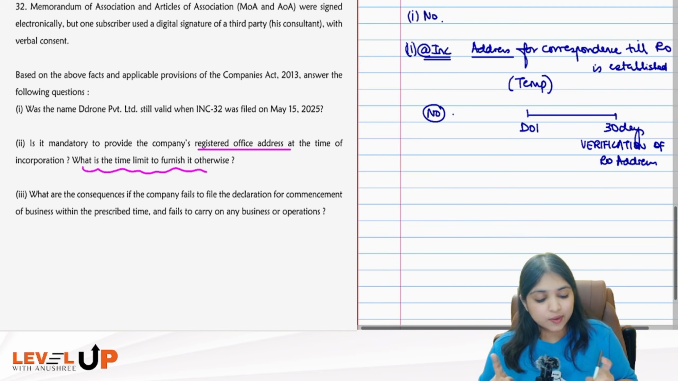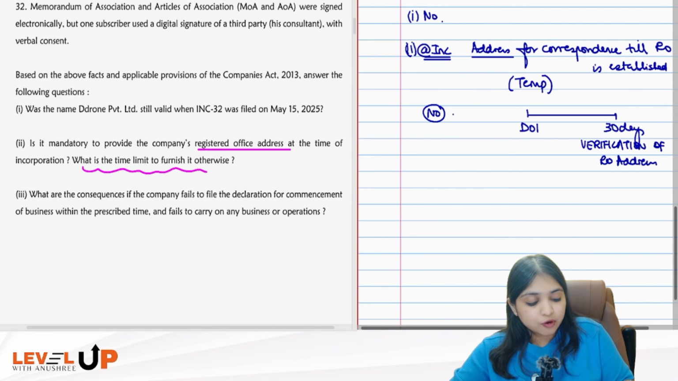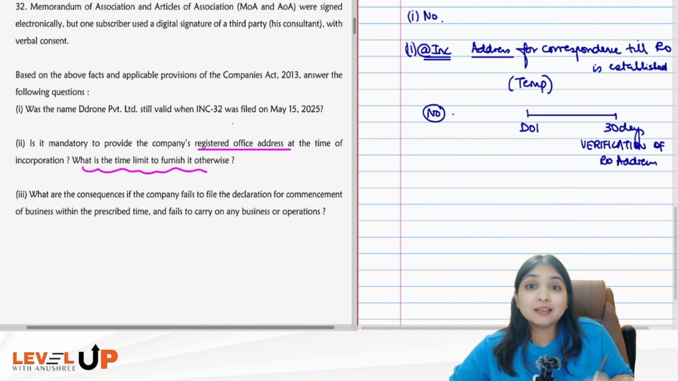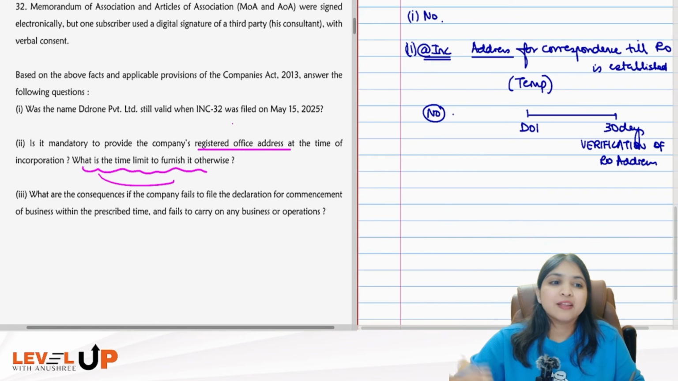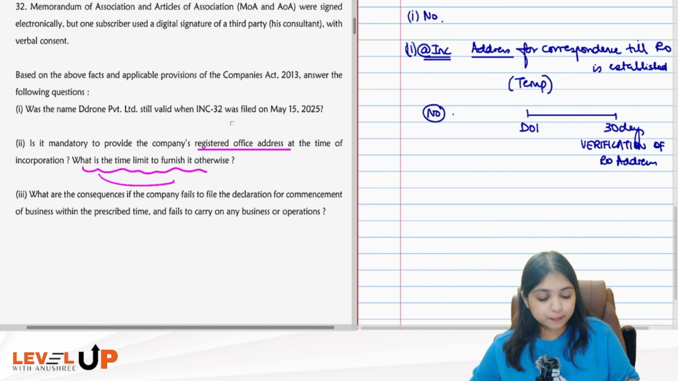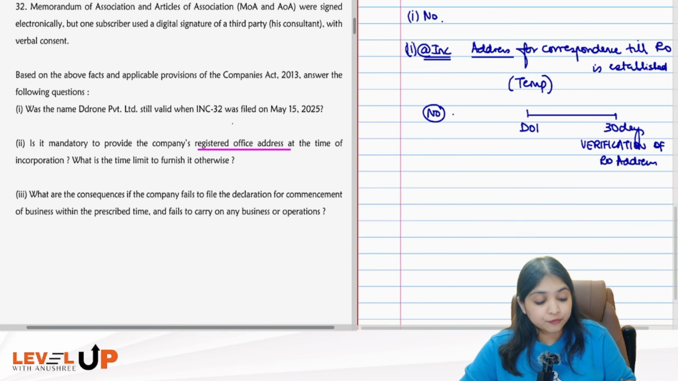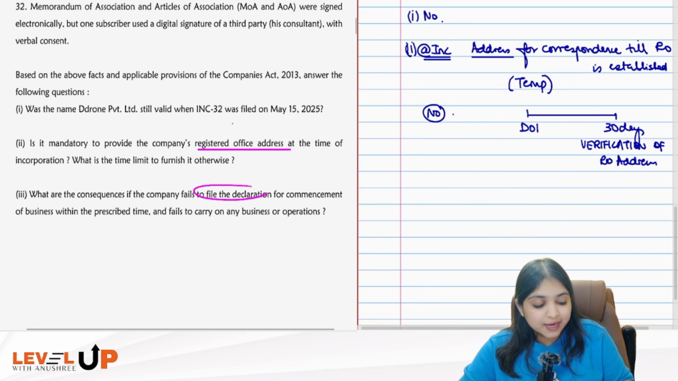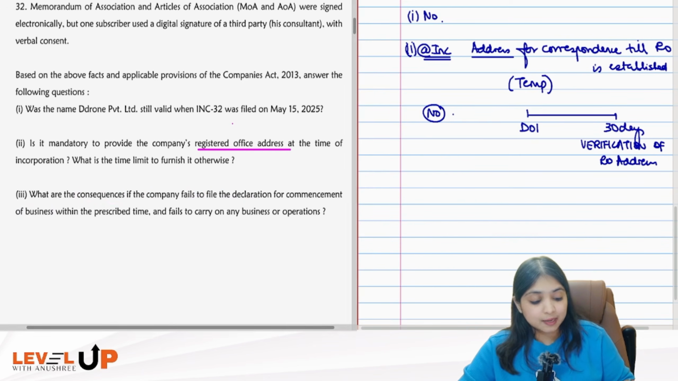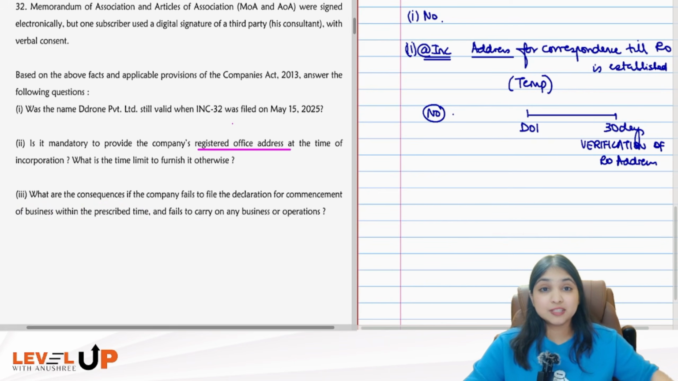So two things. Question number 1, do we need to inform the ROC about the registered office at the time of incorporation? No. Then what is the time limit? When do we have to inform the ROC? Within 30 days after the date of incorporation. Okay. Then comes the third question. What are the consequences if the company fails to file the declaration for commencement of business within the prescribed time and fails to carry on any business or operation?